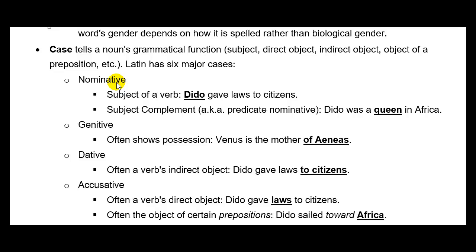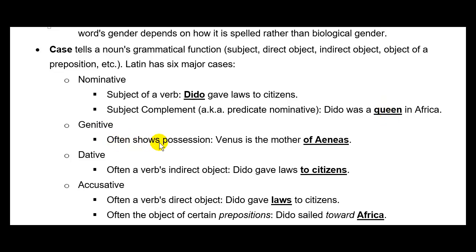The first and most important is the nominative case, which is used for the subject of a verb. So in the sentence, Dido gave laws to the citizens, in Latin, Dido would be in the nominative case because it's the subject. The nominative case is also used as a subject complement, also known as the predicate nominative. So in the sentence, Dido was a queen in Africa, queen is a predicate nominative or subject complement, and that also would be in the nominative case in Latin.